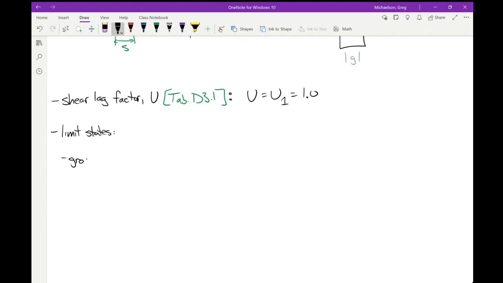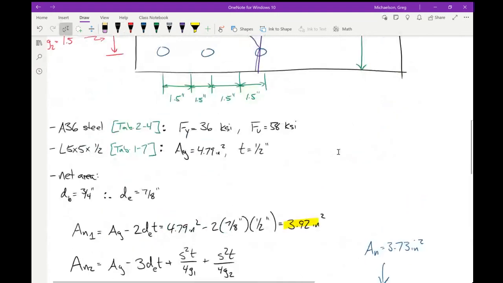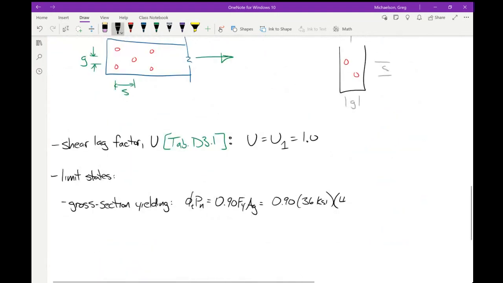So gross section yielding says that phi-Pn is 0.9 Fy Ag. And then Ag, what was Ag again? I think it was 4.79.